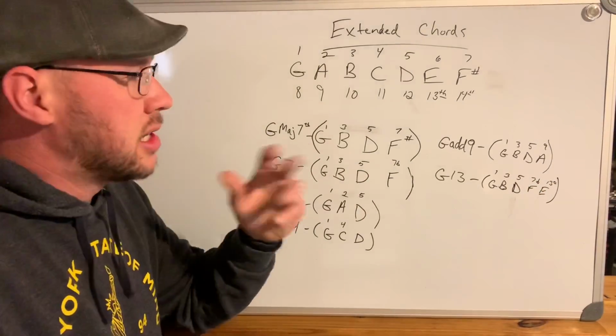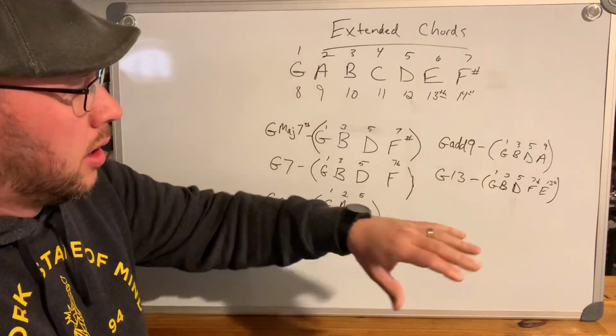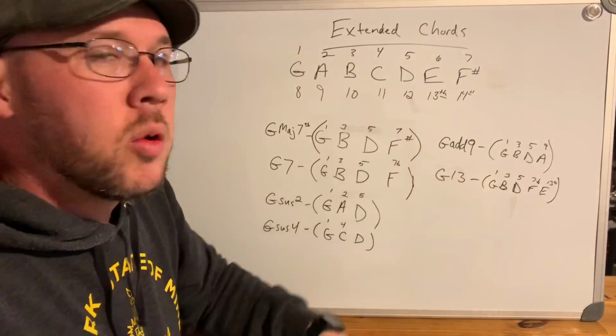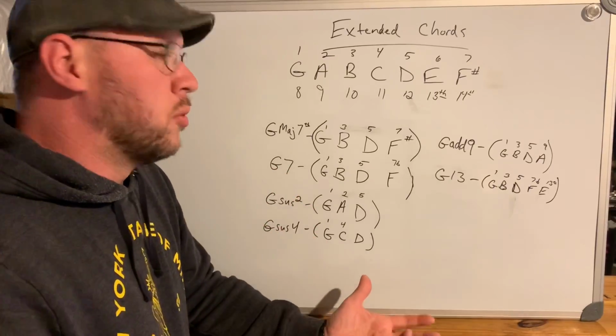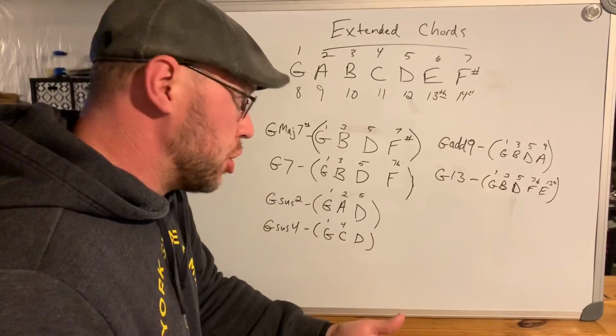Okay, so that's all they are. When you see a 7, a 9, an 11, a 13, you're adding those notes to that chord to make it a bigger, brighter, jazzier, more unique chord instead of just playing a G.